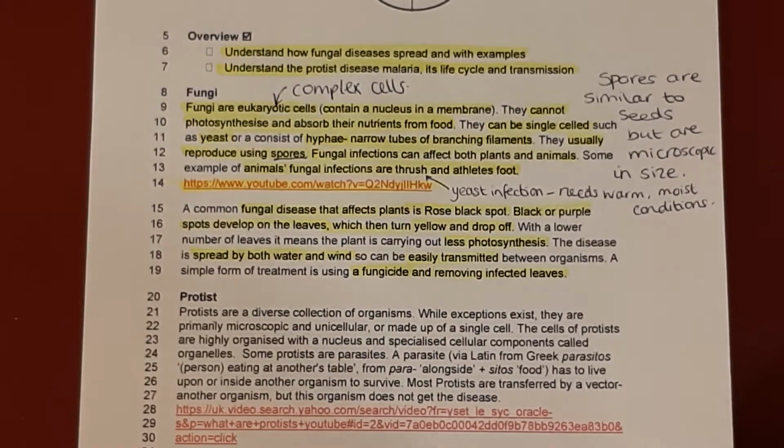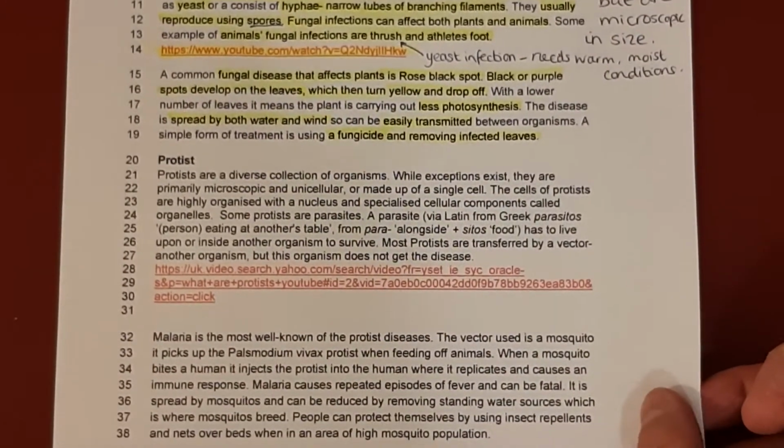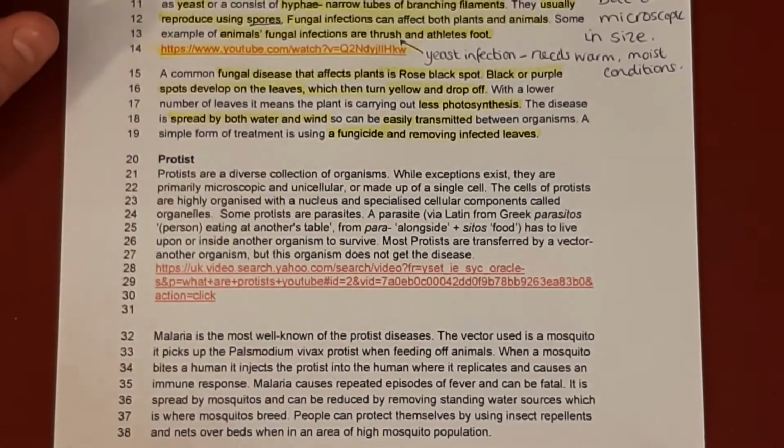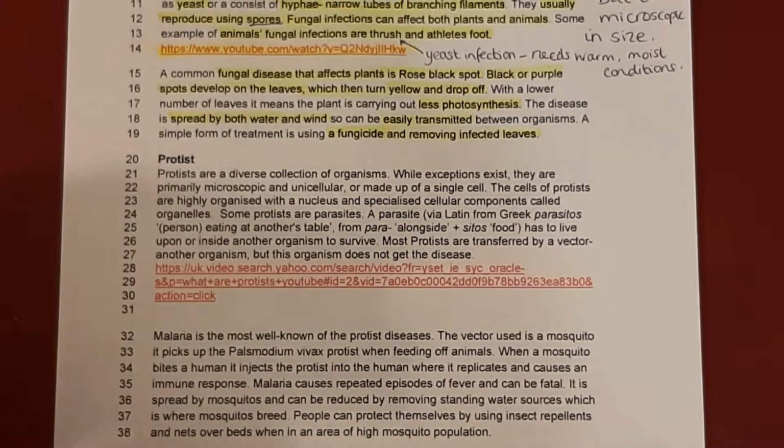Okay, now let's look into protists. So, protists are a very diverse collection of organisms. They're a part of the biological kingdom called Protista. They're not plants, they're not animals, they're not bacteria, and they are not fungi. It's basically just a collection of things that don't fit into any other category. So if it's not a plant, animal, bacteria, or fungus, we've essentially decided to chuck it in this protist category. It is the this-is-something-else group.